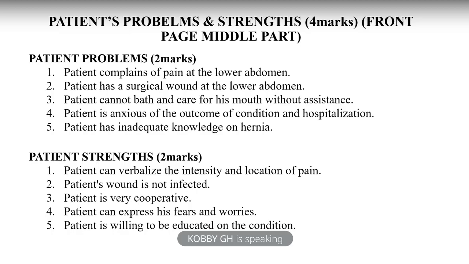Why is the patient anxious? Indicate it. How do we write the strength? Patient can express his fears and worries. Patient can do what? Can express his fears and worries. Very simple. Patient can express his fears and worries. Patient is anxious of the outcome of condition and hospitalization. Patient can express his fears and worries.